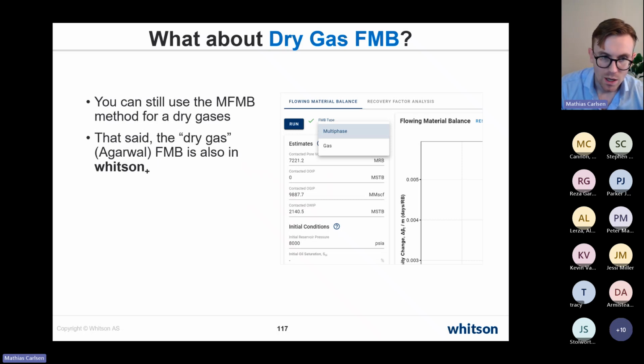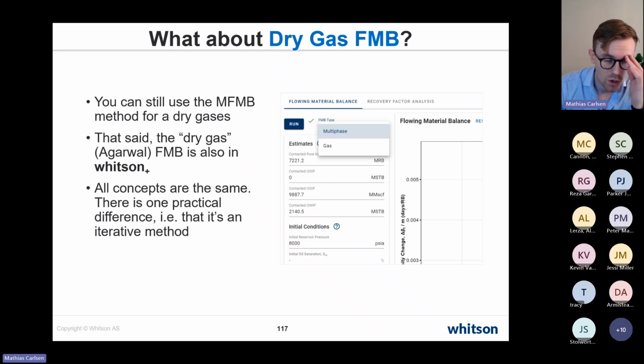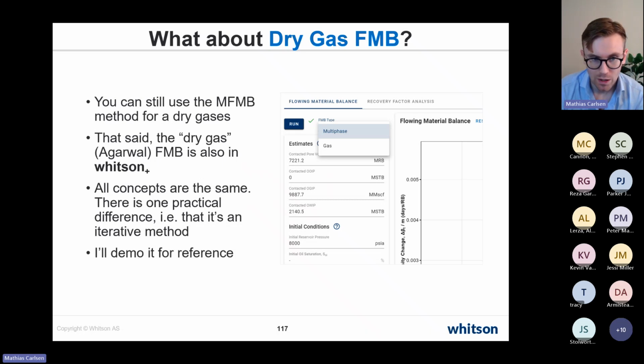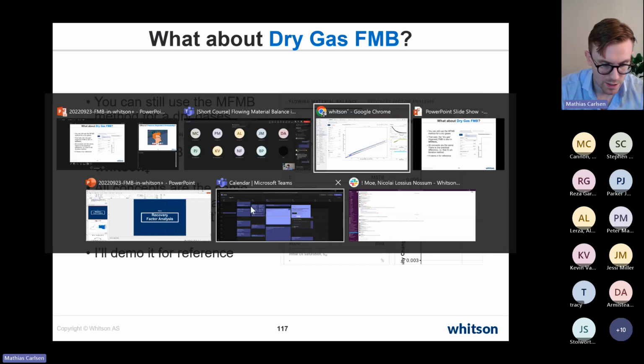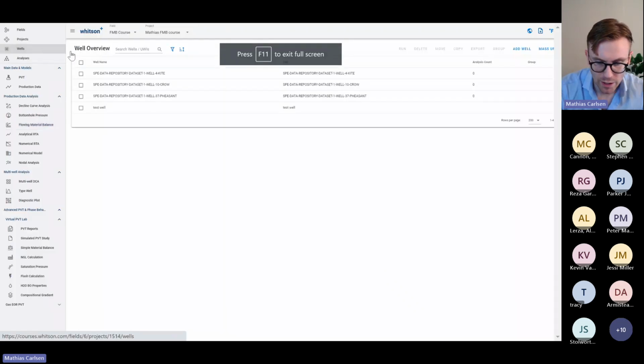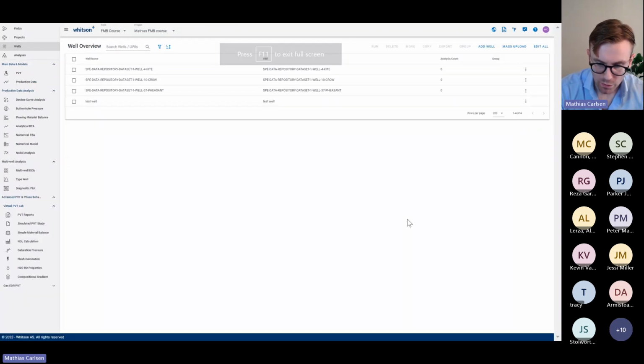The concepts are all the same. The difference is that it's an iterative method if you use the Auger well, and the Multiphase FMB is not. But I'll just demo this real quick so you guys see it. So I'm just going to create a gas well. So hopefully everybody can see the screen.